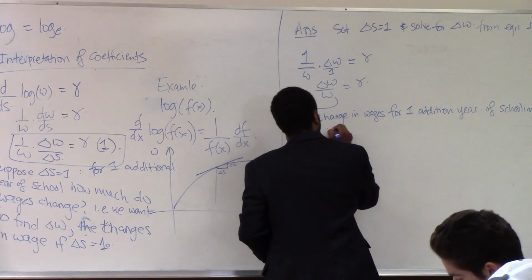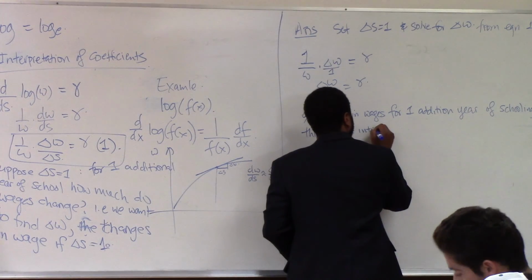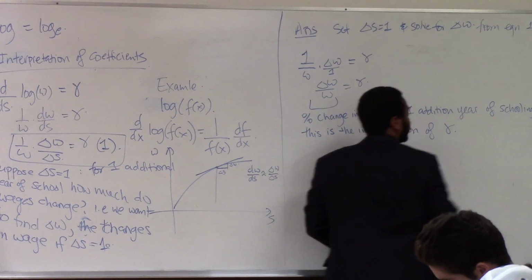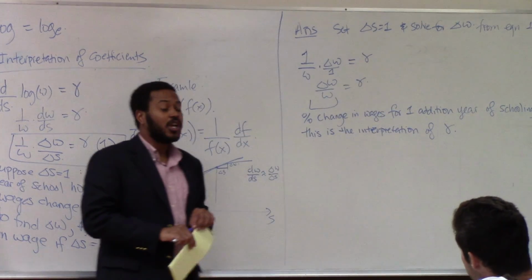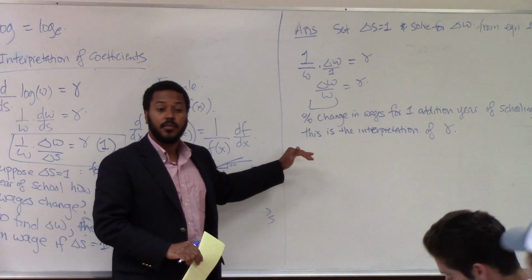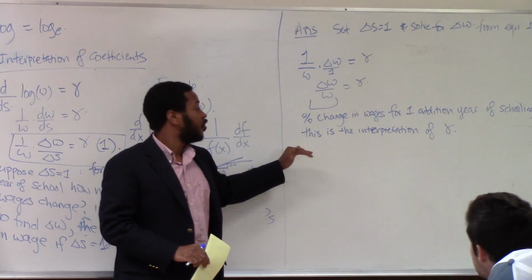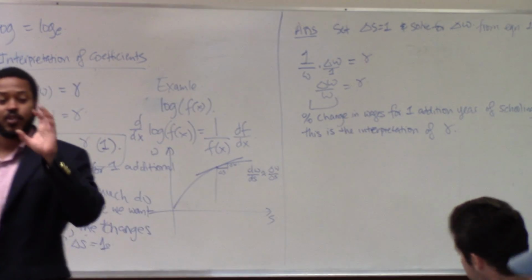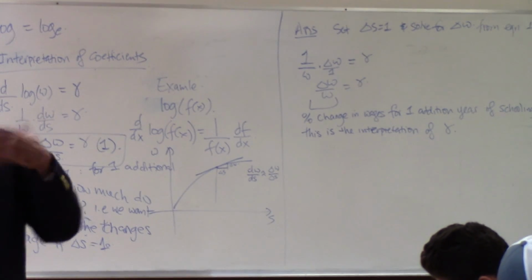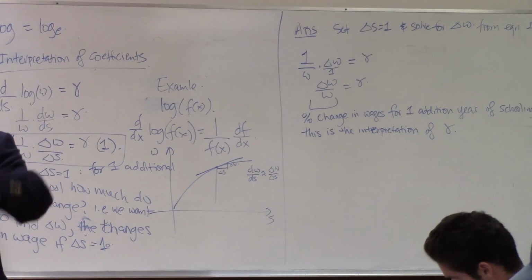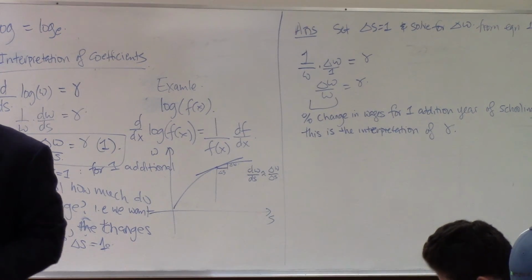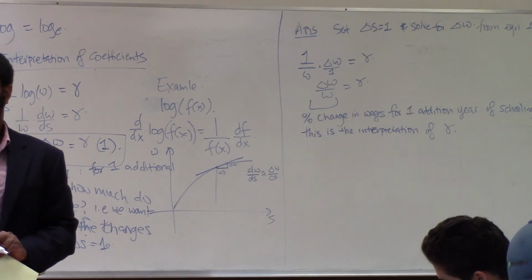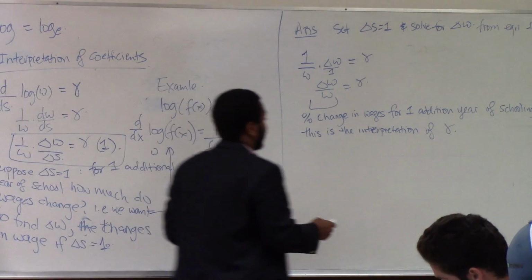So this is the interpretation of gamma. And we call this the marginal rate of return, right? So it's a rate in the sense that it's a percentage change, and it's a return in the sense that it's the percentage change for one additional year of schooling, right? And marginal in economics, when we say marginal, it's for a change of 1 unit in something, what's the change in the outcome that we're measuring, right? And so this is the interpretation of gamma.